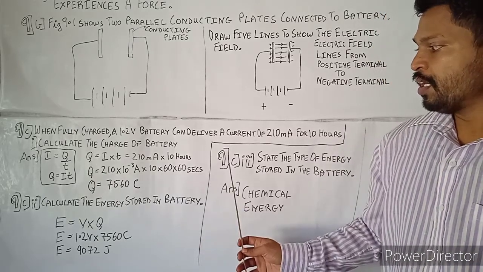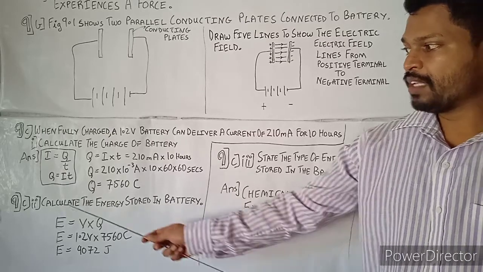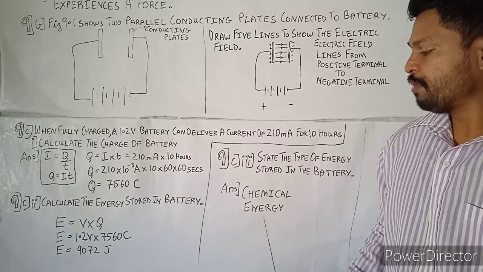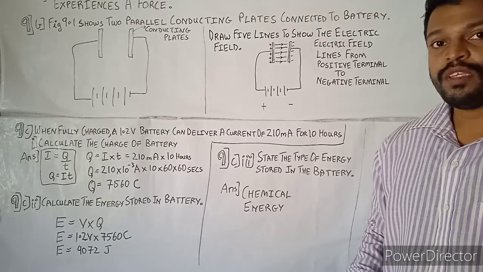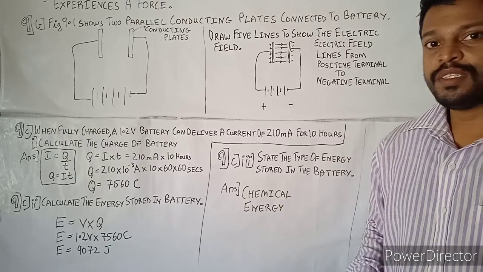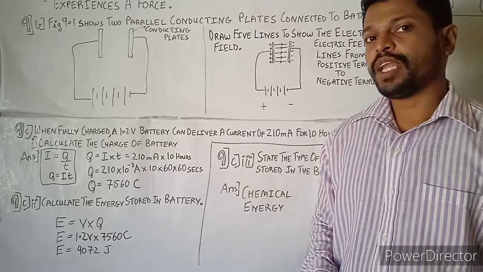Okay, we are coming to the last part of the ninth question. We have completed the 9C second part. Now we are coming to the 9C third part. We have been asked to state the type of energy which is stored in the battery. So in the battery, what type of energy is stored? It is chemical energy.